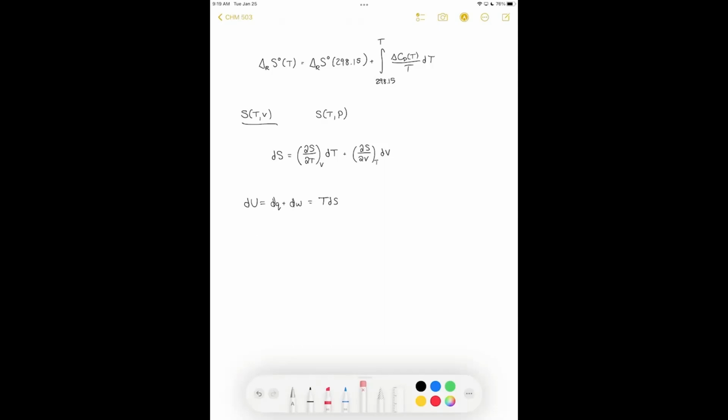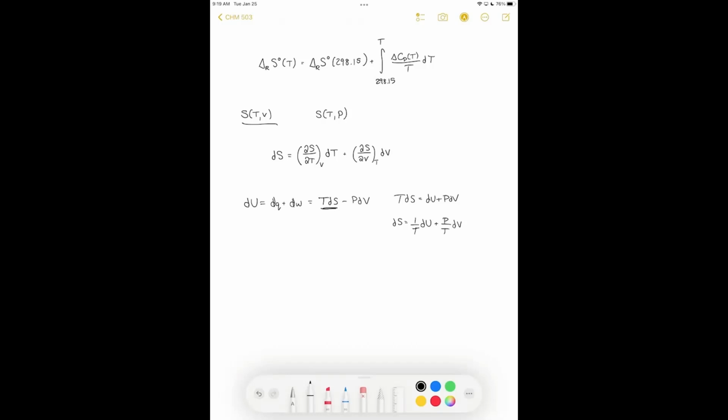And then we've been working with work for a while, so the reversible work is minus p dV. So we have dU equals T dS minus p dV. We're going to rearrange this to solve for dS to equate it with this up here. In doing so, we'll have T dS is equal to dU plus p dV, and then we'll divide by T to get dS is equal to 1 over T dU plus p over T dV.